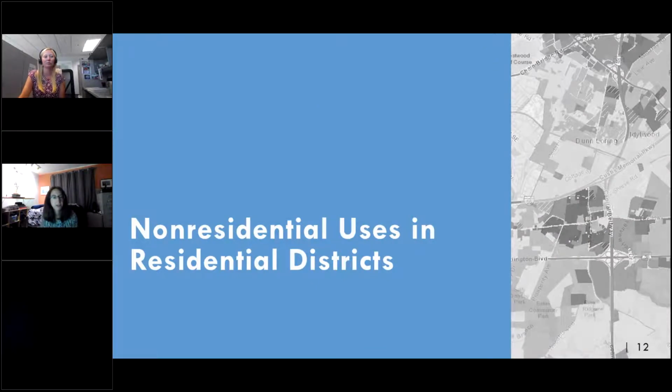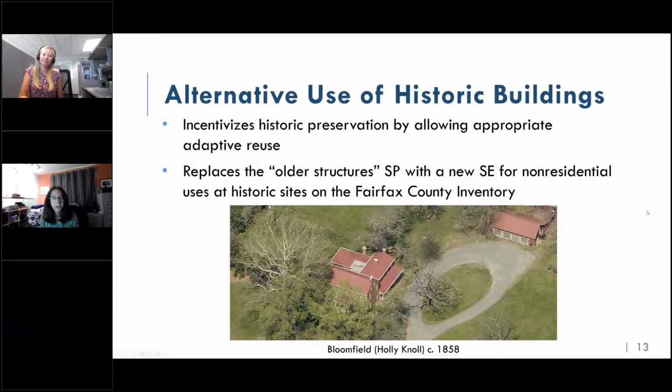So now we want to talk just about a few of the non-residential uses that are allowed in residential districts. This is a new use that we're really hoping will get some great use. It's called alternative use of historic buildings, and it allows the board to approve a special exception for a non-residential use on a property that's listed on the Fairfax Inventory of Historic Sites. So this is intended to incentivize historic preservation through appropriate adaptive reuse.